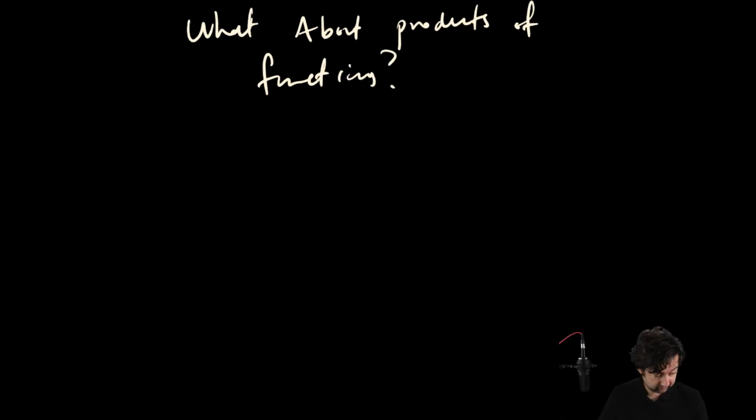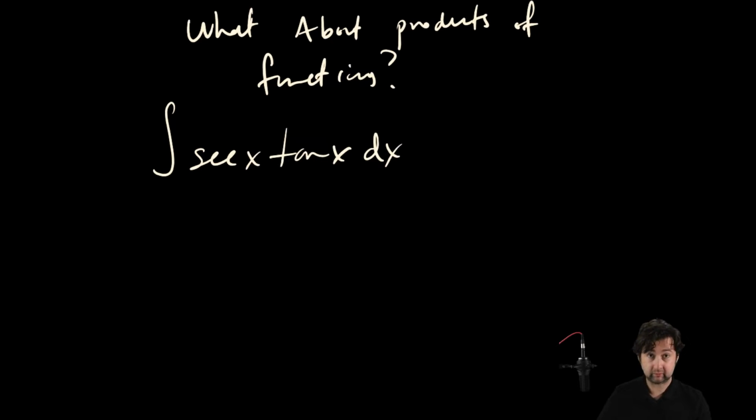So as an example, consider the integral of secant x tangent x dx. This is a product of functions on the inside because it's a secant times a tangent. Now, if I recognize a product of functions as a derivative, this is very easy. I know that the antiderivative of secant x tangent x is secant x.